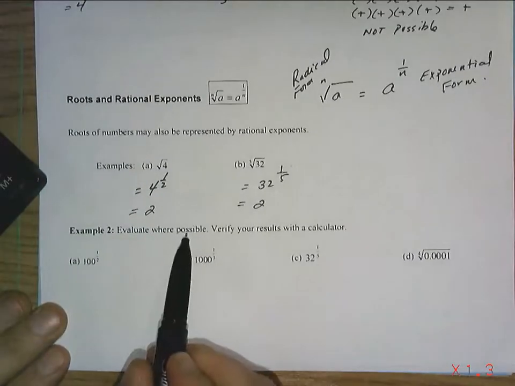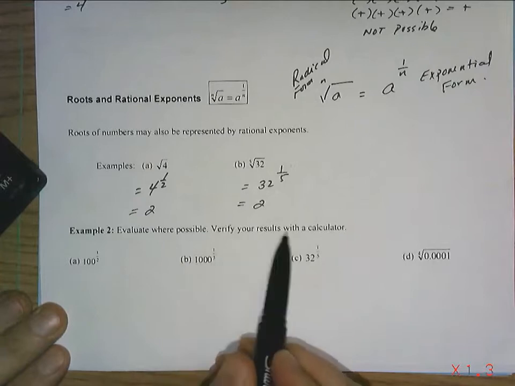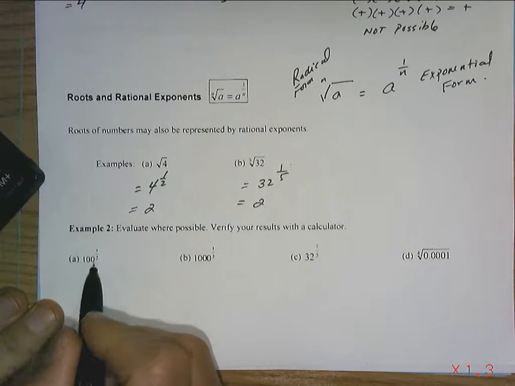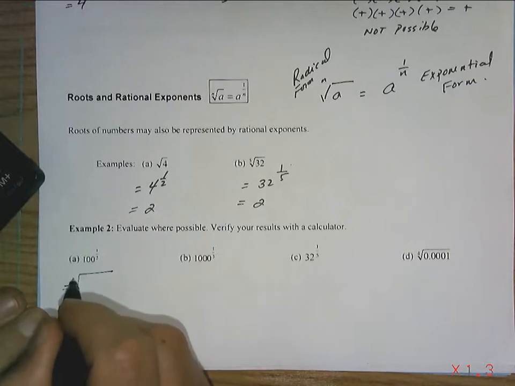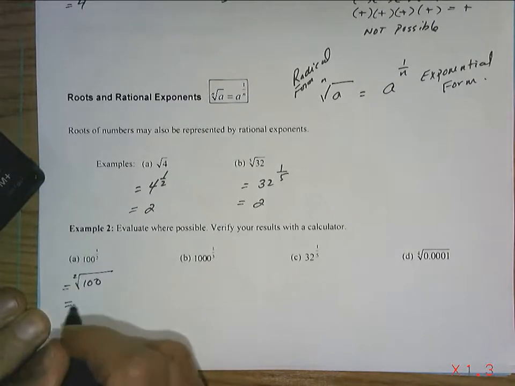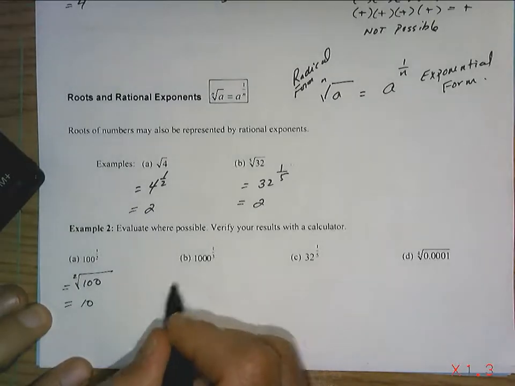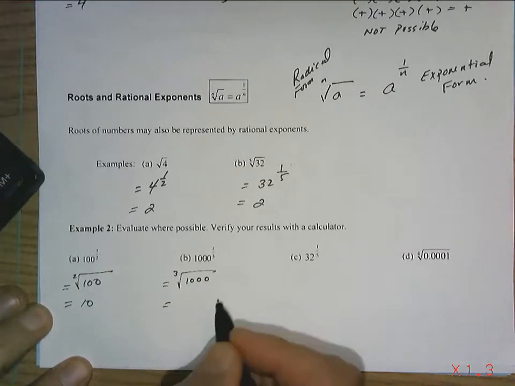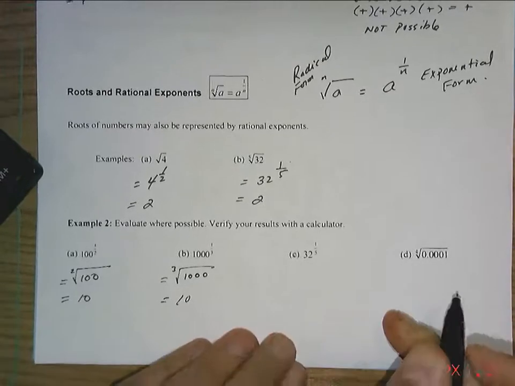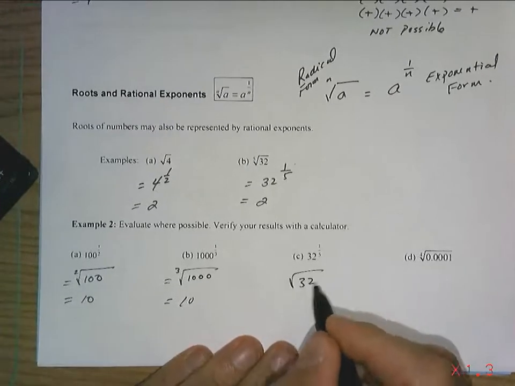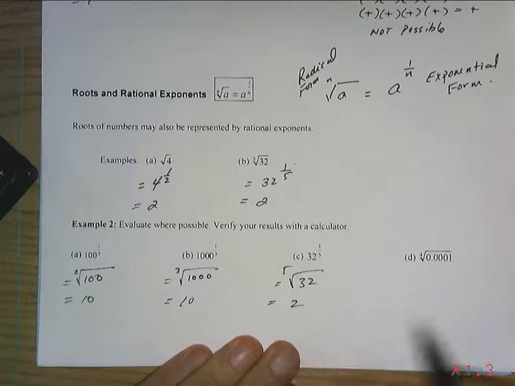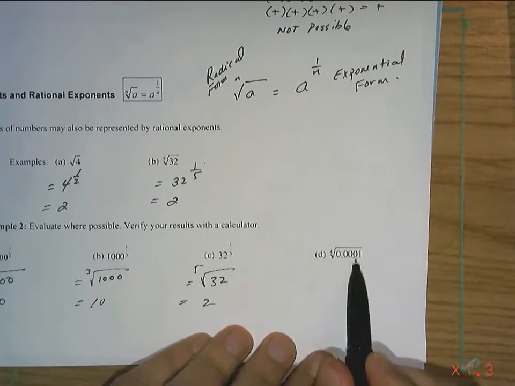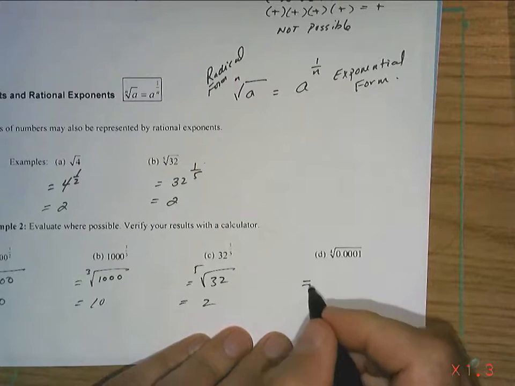Evaluate where possible. Verify your results with a calculator. So this is asking for 100 to the 1/2. Well, we know that that equals the square root of 100, and 10 times 10 is 100. This will be the cube root of 1,000. And we should know that that's 10 times 10 times 10, so the answer is 10. This is the 5th root of 32, which is 2. And this is the 4th root of the decimal 0.0001, which is going to be 0.1.